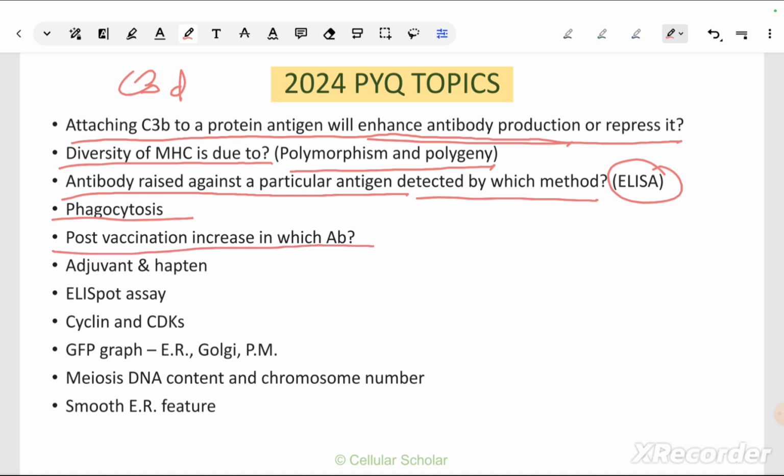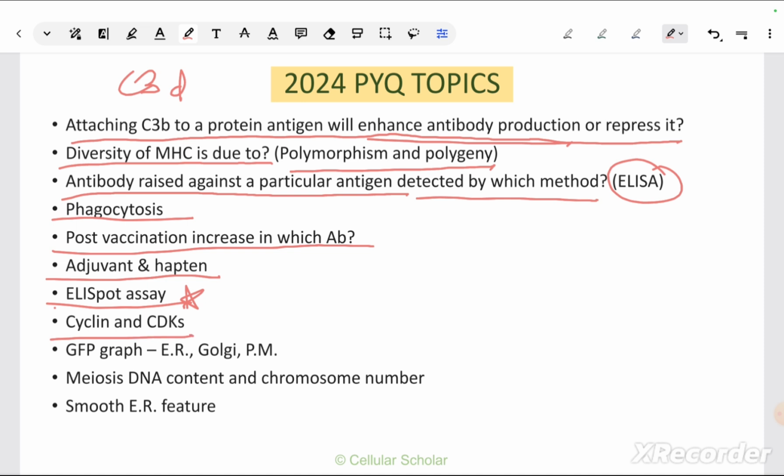Post-vaccination increase in which antibody? Adjuvant and hapten. Read about complete and incomplete adjuvant and haptens. You can also see the examples of different haptens that are commonly used. Then ELISpot assay, important. They have asked the question twice. Basically, what this ELISpot assay is and what is the difference between ELISA and ELISpot assay.